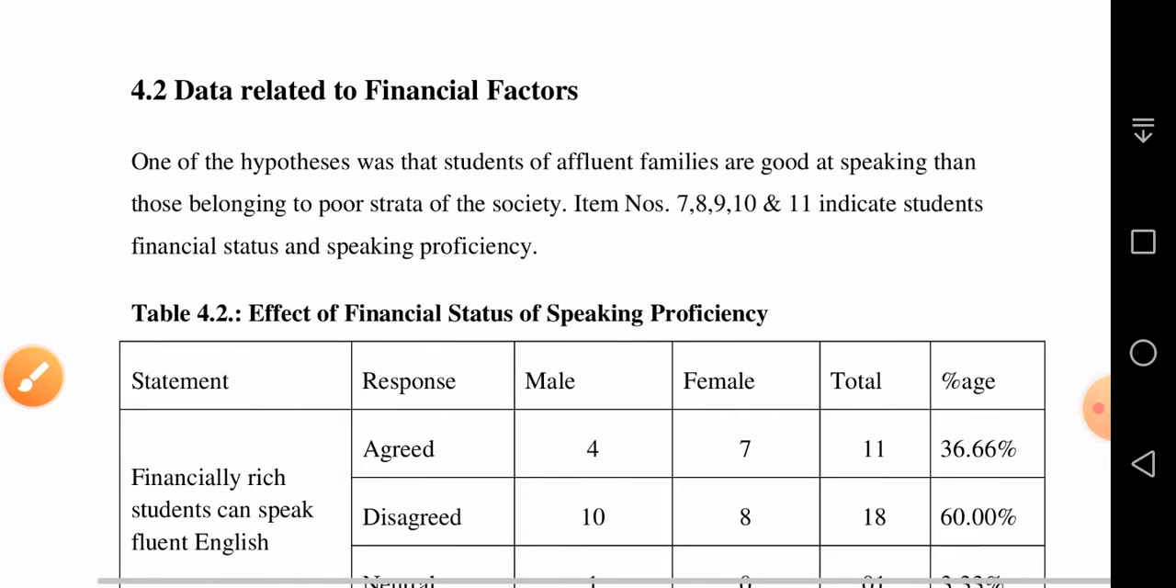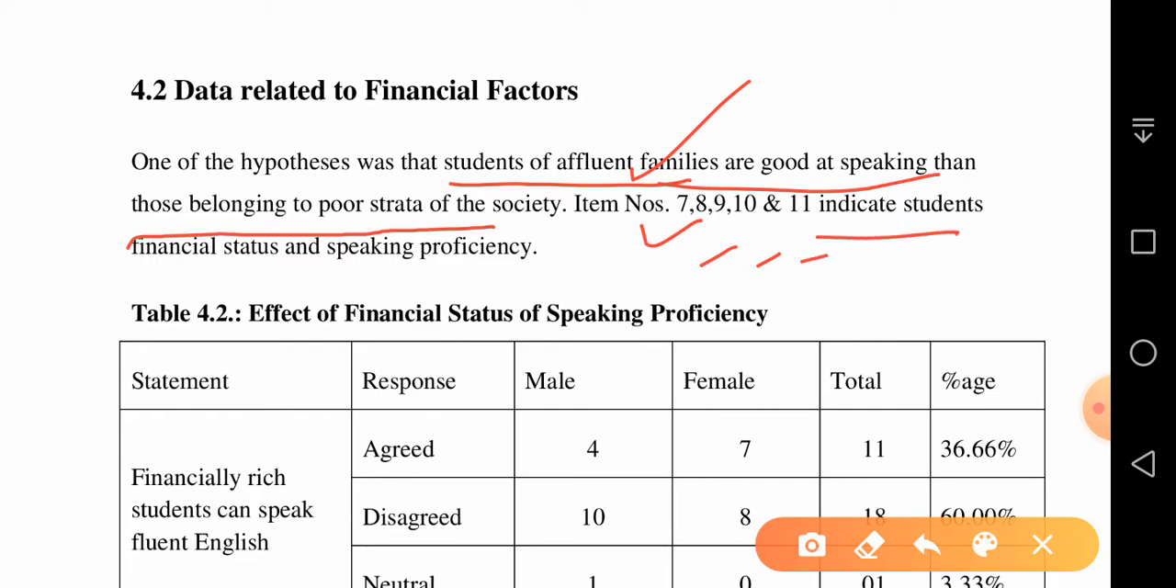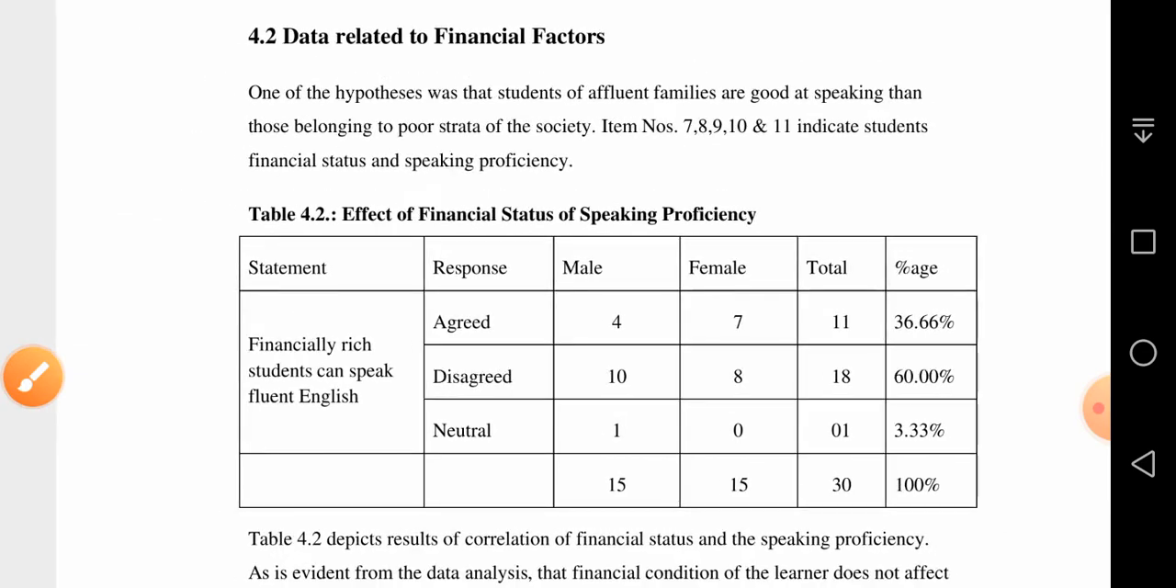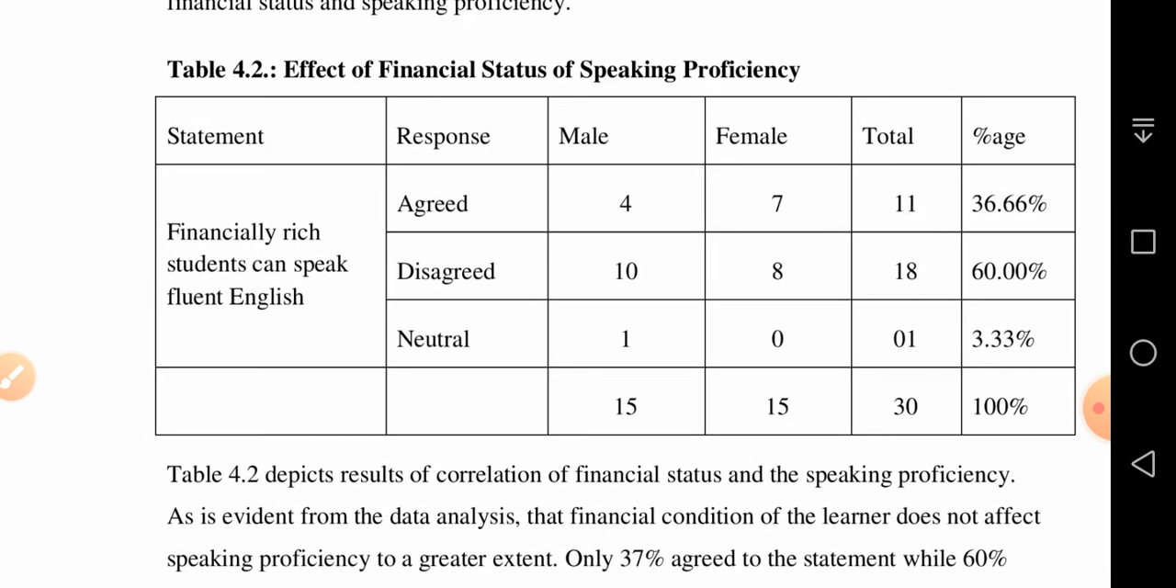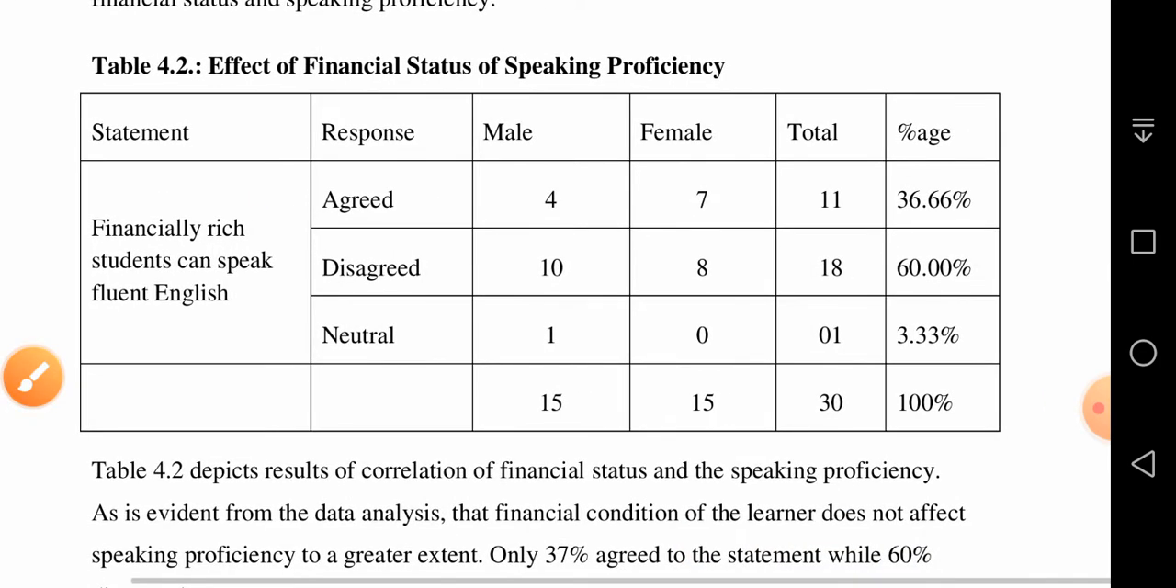One of the hypotheses was that students of affluent families are better at speaking than those belonging to poor strata of society. Items number 7, 8, 9, 10 and 11 indicate students' financial status and speaking proficiency. Here I didn't discuss all the items because of shortage of time. So I took one item, and this item was: financially rich students can speak fluent English. So I have shown the analysis.